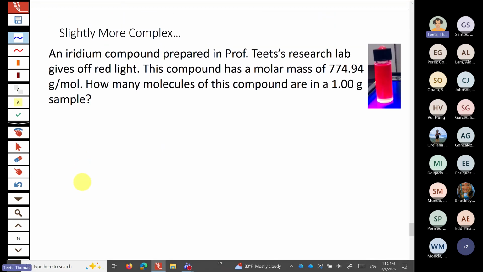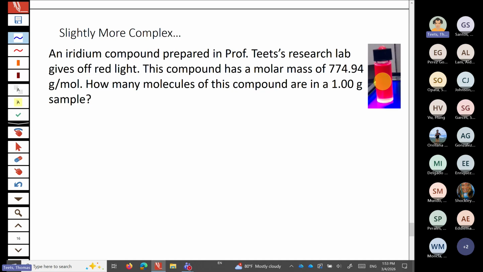This is an example from my own research lab from a long time ago. It's a compound that has iridium as the metal in there, but many other things too, and it glows red when you hold it up to a light source like that. Okay, so that's just a little fun background.